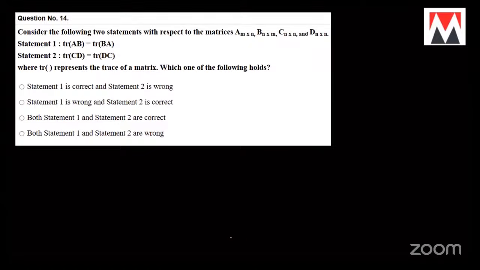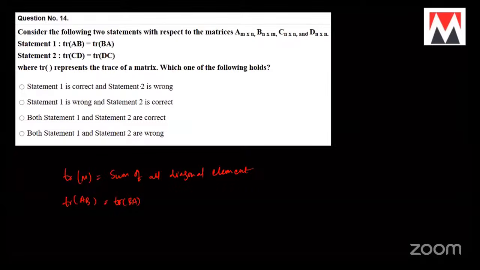So what is trace? Trace of a matrix is nothing but the sum of all diagonal elements, right? So trace of AB is equal to trace of BA. You can check with any other thing.